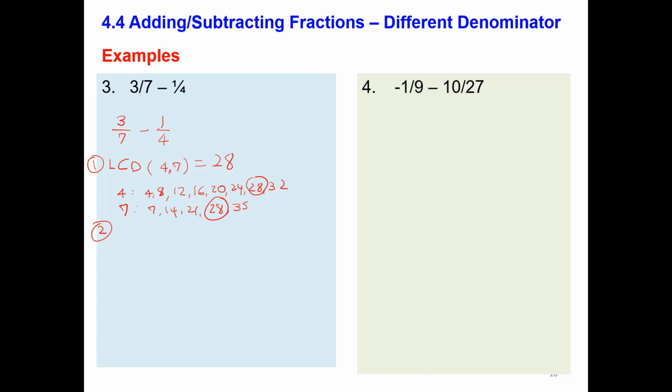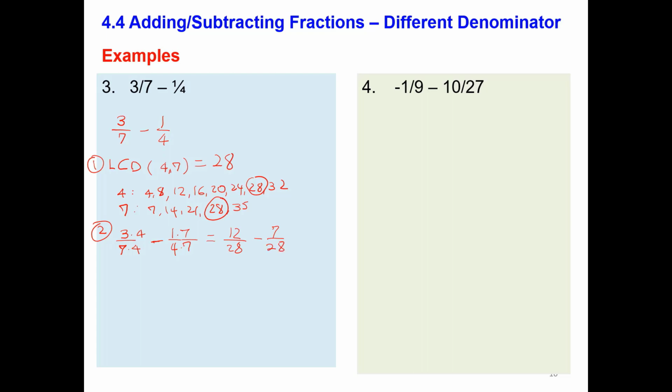Then to get equivalent fractions, for the first fraction, we need to multiply by 4, and we need to multiply by 4. Minus. And in the second fraction, to get equivalent fractions, we need to multiply by 7. Why by 7? Because we want 28 as the denominator. Yes. And 3 times 4 is 12. 7 times 4 is 28. 1 times 7 is 7. 4 times 7 is 28.